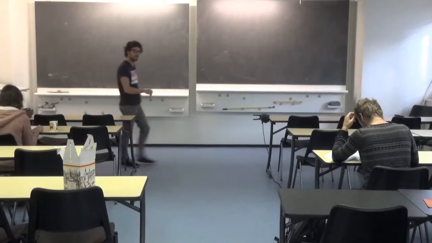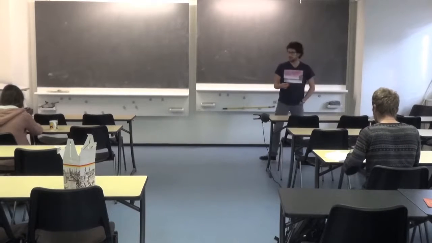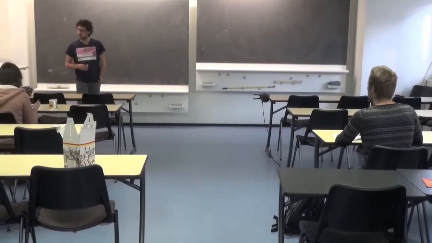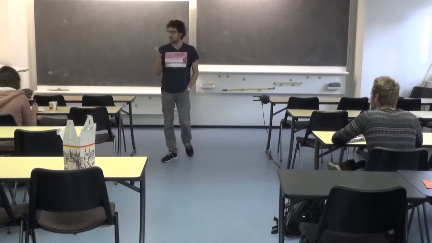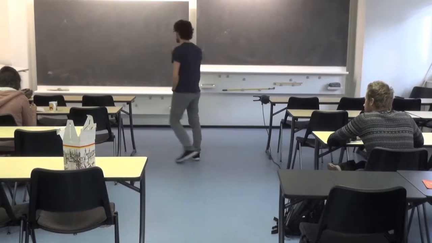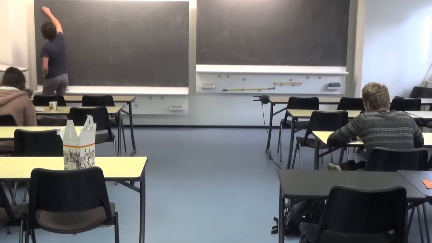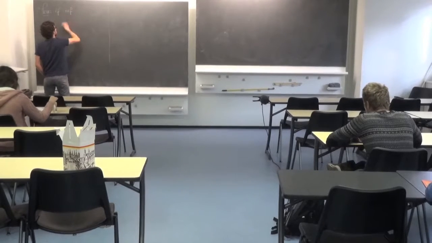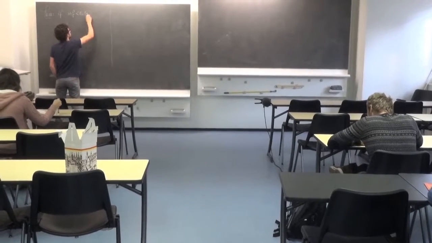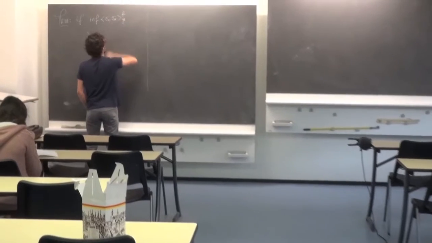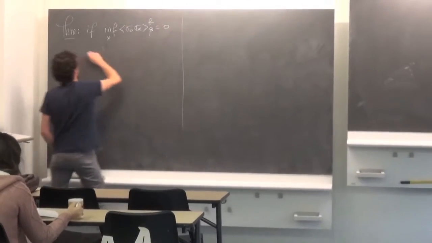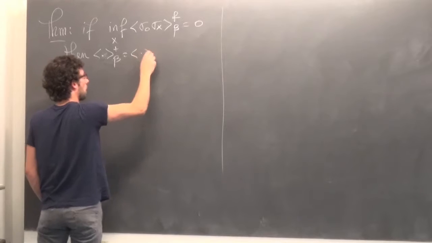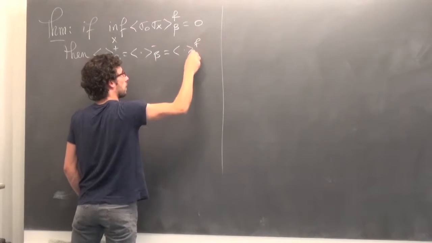Okay, so let's finish this class with the last theorem of the semester. I mentioned it last week, and I even mentioned the infrared bound, and I explained how this was a general thing. So we had this theorem saying: if the infimum of sigma 0, sigma x for the free state at beta, the infimum over x, is 0, then we have that.